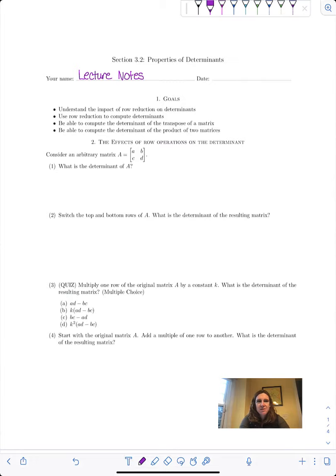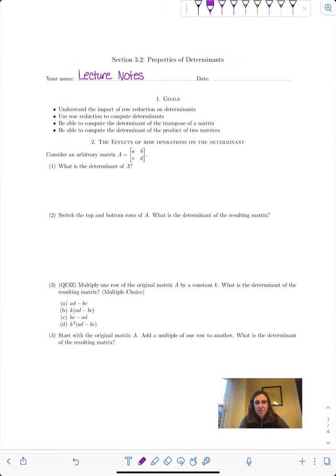Hello and welcome to section 3.2 in our linear algebra notes. Today we're going to understand the impact of row reduction on determinants. We're going to use row reduction to compute determinants, and we'll also compute the determinant of a transpose of a matrix and the product of two matrices.